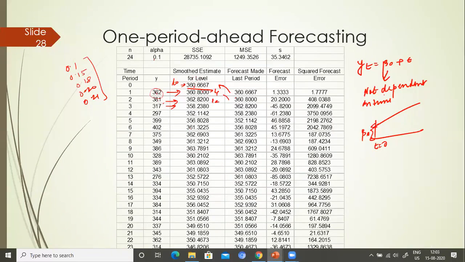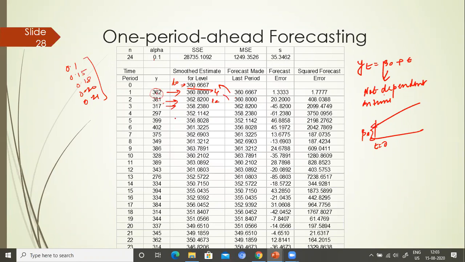This is the second column, then the third column. The fourth column is where we arrange the forecast so that each period holds the forecast made in the last period. We then compare that against 362, where the forecast was 360; against 381, where the forecast is 360.8; and 317, where the forecast is 662, and so on. That's how we calculate the error and MSE.